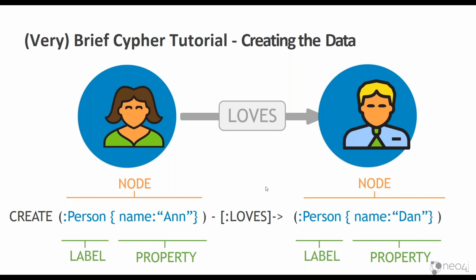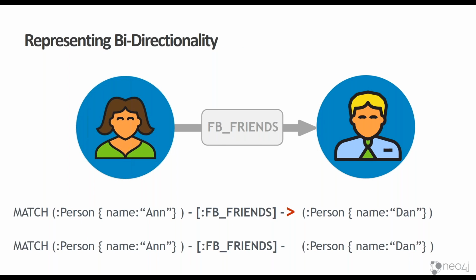So let's add a little bit more in there. We now want to represent or query the relationship between those. If we were keen to know the direction of a relationship, so let's say in this example Anne sent a Facebook friend request to Dan, then we may want to know the direction because she initiated that connection.